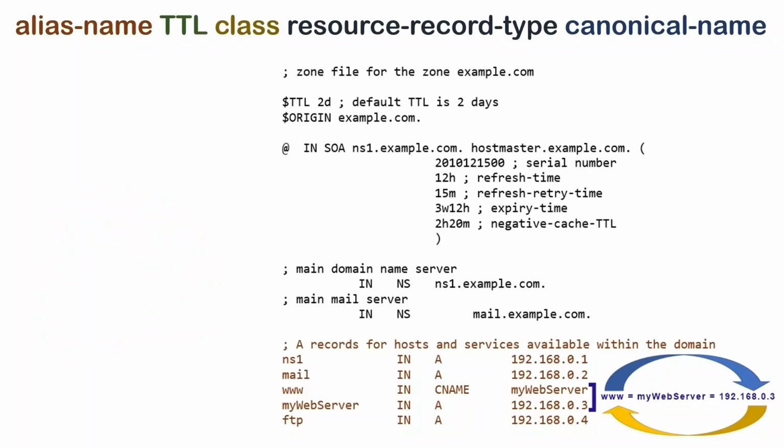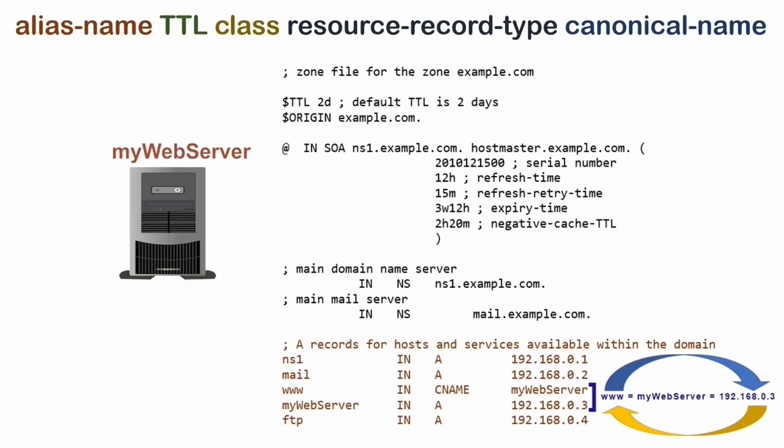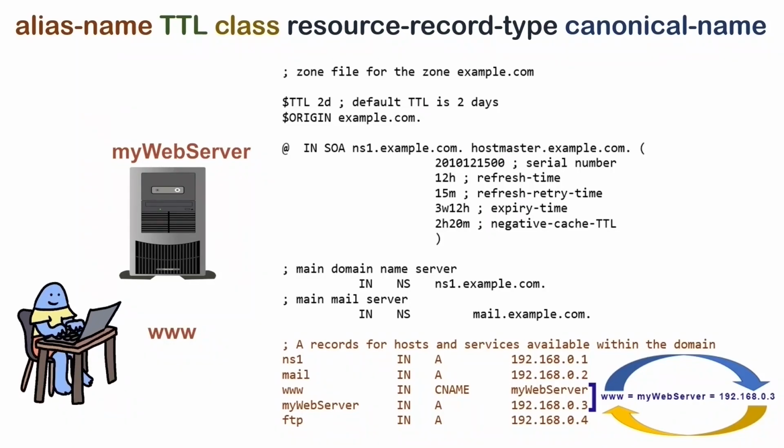Let's understand it through our example. Suppose we run the web service on a host called my web server. In this situation, we can map the name www with the name my web server. After this, DNS will translate the name www into the IP address of my web server. Users will access the web service running on the IP address of my web server by using the name www.